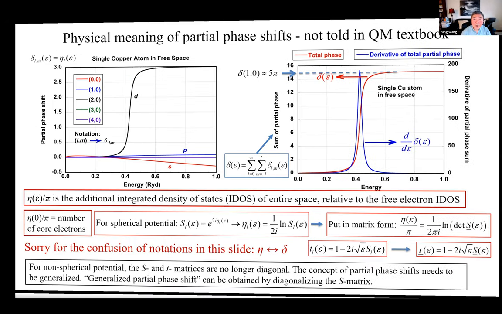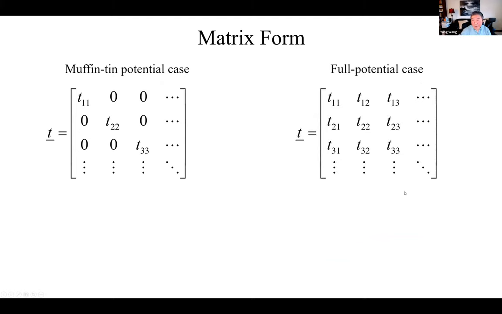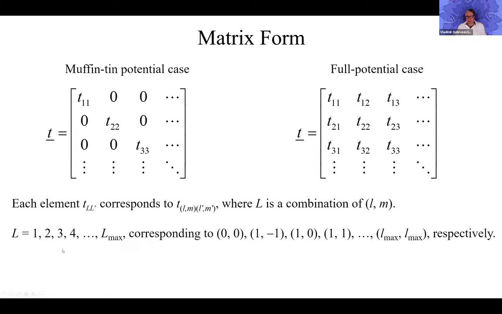Okay, so the matrix form we're talking about. For the muffin-tin case, we have T11, T22, T33. In the full potential case, it's generalized; it should not be diagonal anymore, it should be in this more general form. Each element T_LL' really means LM and L'M'. Each L is a combination of LM. So you're still using spherical harmonics here. I mean, these quantum numbers still correspond to the indices of the spherical harmonics, right? That's right. Yes. Okay. Yes.